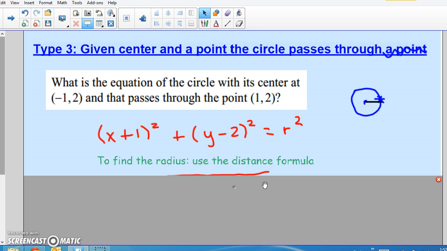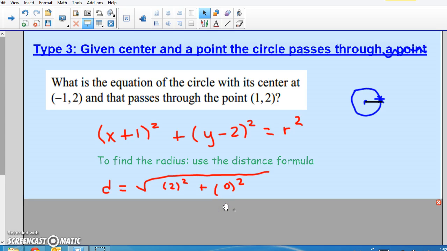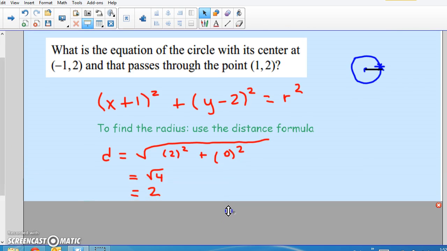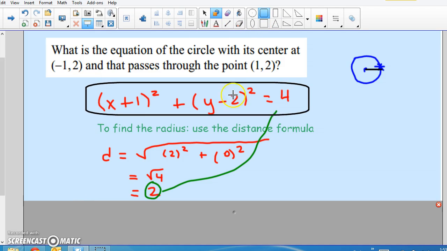If I take a look at my x's, when I subtract 1 and negative 1, I get 2. When I subtract 2 and 2, I get 0. So when I substitute that in, it will look like this. Which will give me the square root of 4. And then that becomes 2, so my radius is 2. So now I can take this value of 2, plug it in for r, and basically change what I have over here. So if r is 2, r squared is 4, and now I have the answer to the problem.